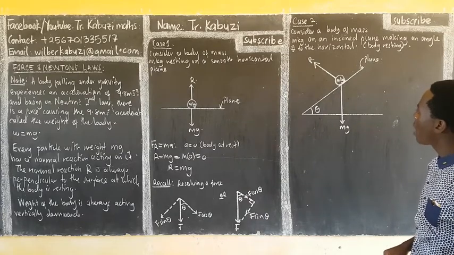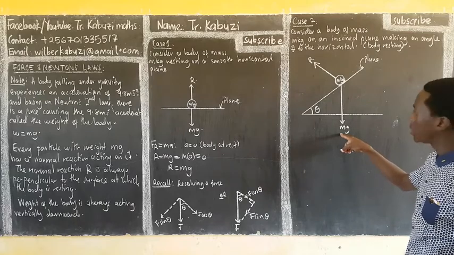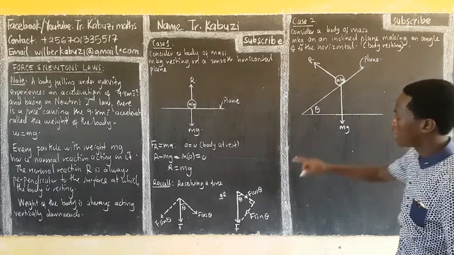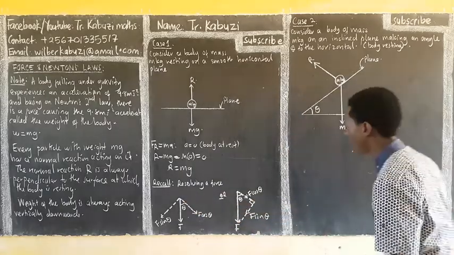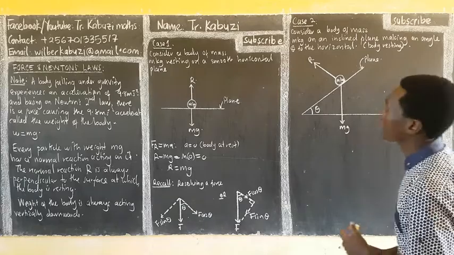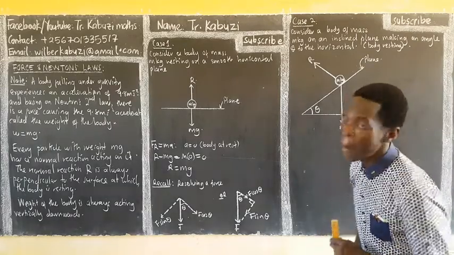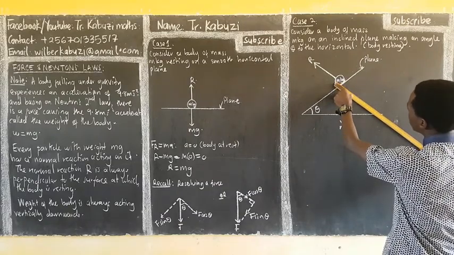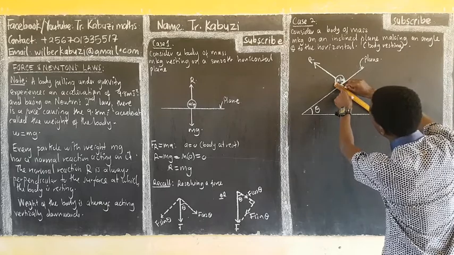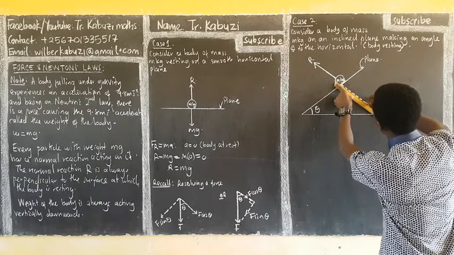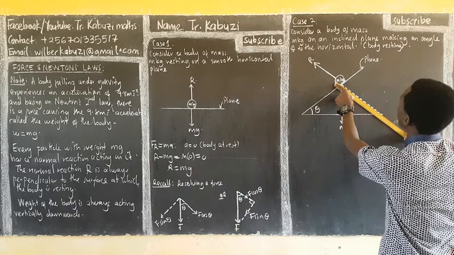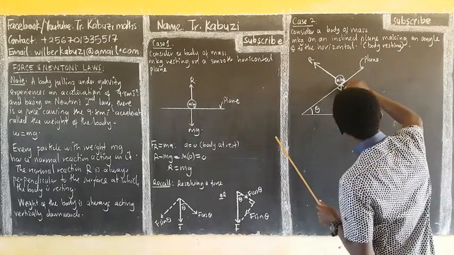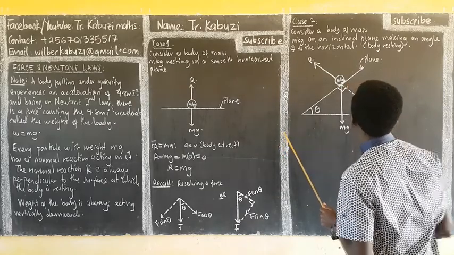Now, from there, I want to resolve this mg. It means that I have to create a right angle between the forces. We say the easiest way of resolving is when we resolve these forces perpendicularly. So now, if I draw this force here like this, remember I'm just putting it there. It means that now this is going to be 90 degrees there.